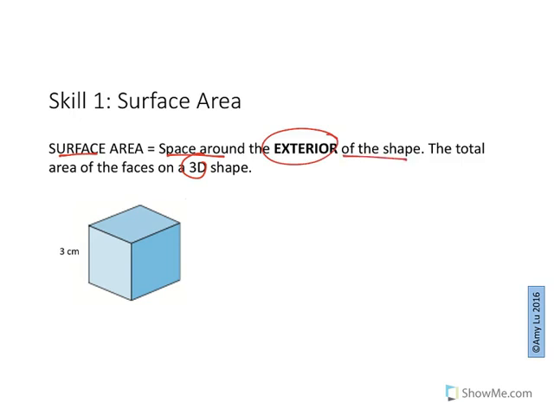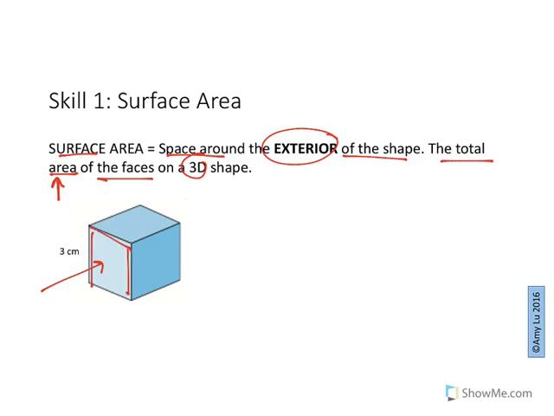So think about wrapping paper. Wrapping paper is applied to the surface area of a 3-dimensional shape. So how much wraps around it? The total area. To find the surface area of a 3D shape, it's basically the total area, meaning each face of the faces on a 3D shape.